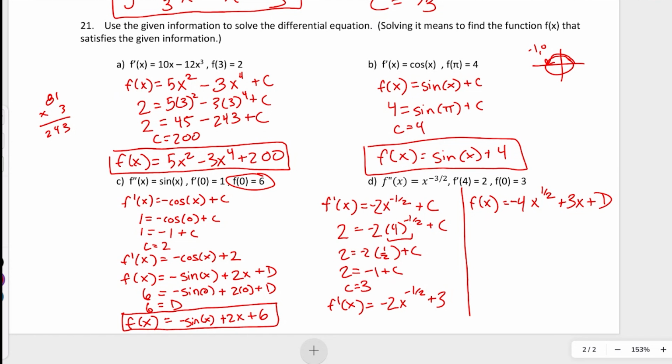Now we know f of 0 is 3. So 3 equals negative 4 times 0 to the 1/2 plus 3 times 0 plus d. So that's mostly just going to zero out, right? Let's see, 0 plus 0 plus d, so yeah, d is 3. So we can say that f of x is negative 4 x to the 1/2, or the square root of x, plus 3x plus 3.